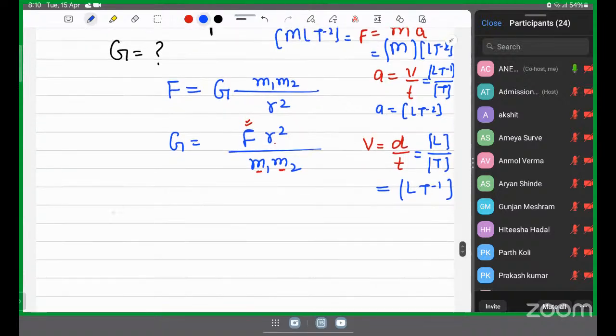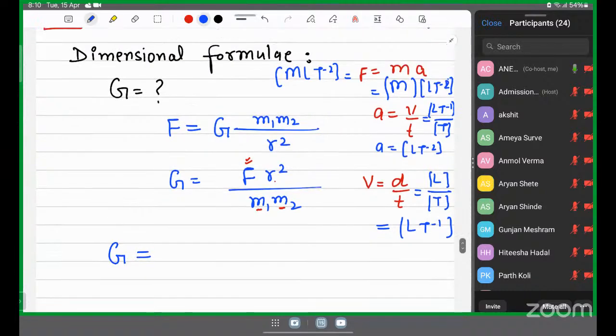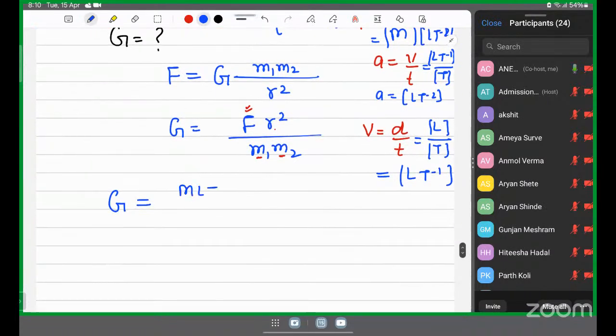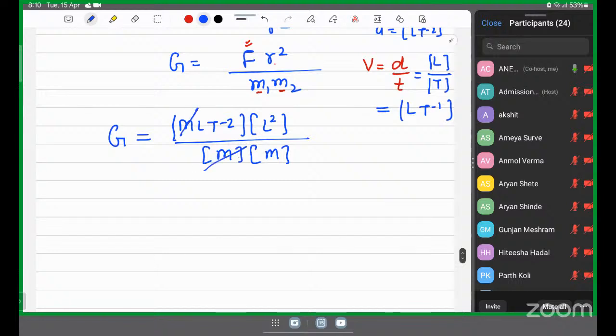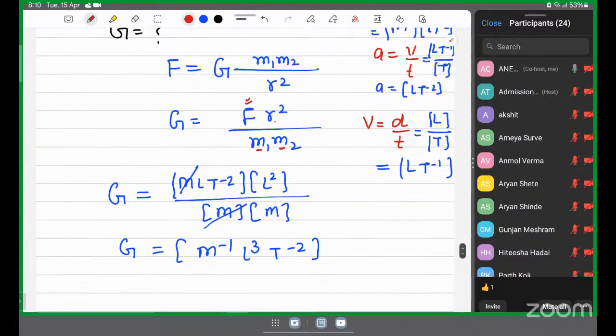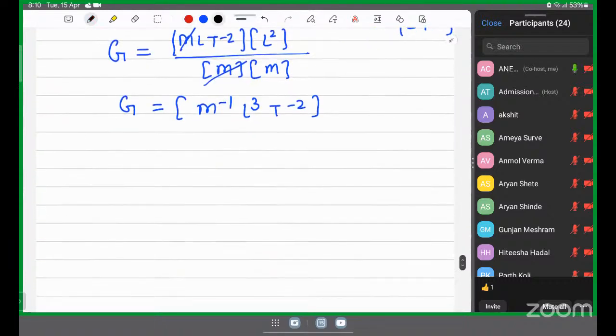Now we can find out the dimension for capital G. Dimension for F is MLT minus 2. Dimension for r, which is distance, will be L square. Dimension for mass m1 is M. Dimension for mass m2 is also M. M factor will cancel out. So dimension of G will be M minus 1, L3, T minus 2. Understood or any doubt? Yes? Understood, sir.